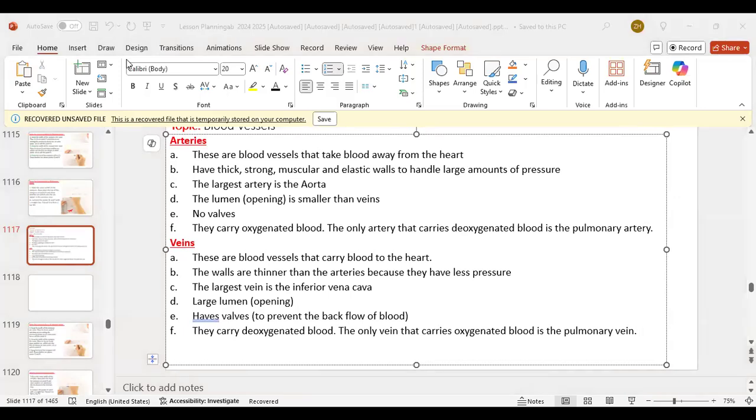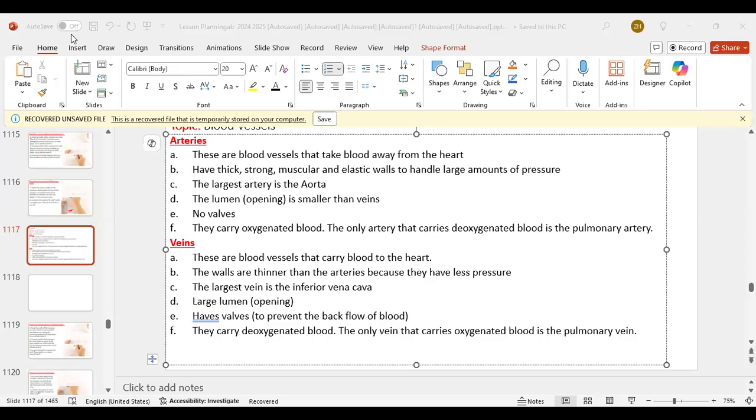True or false? Veins carry blood away from the heart. False. Remember, A for away, for arteries. Veins carry blood away from the heart. False. Very good. True or false? The largest vein is the superior vena cava. False. Very good.